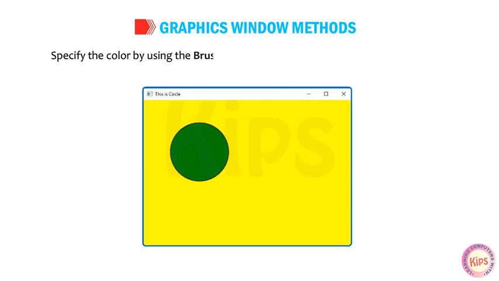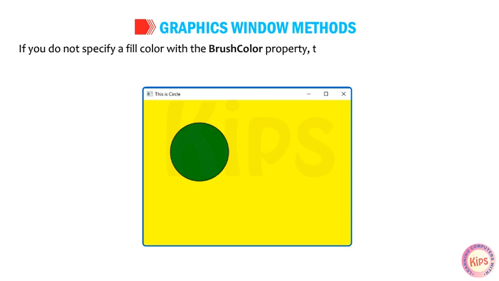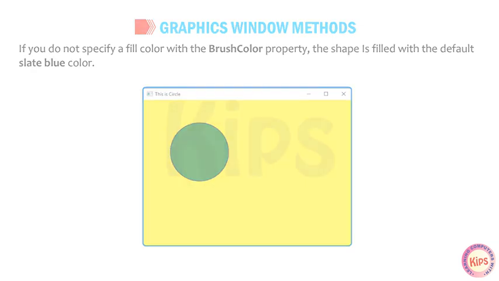Specify the color by using the BrushColor property of the graphics window object. If you do not specify a fill color with the BrushColor property, the shape is filled with the default slate blue color.